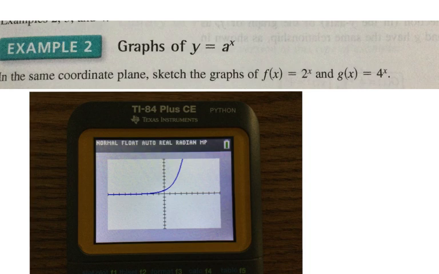Okay, so anyways, right there, I've graphed 2 to the x. Now next, let's also graph 4 to the x. So let's go y equals, down to y2. Y2 should be 4 to the x. When I graph mine, mine's in red. When I click the graph button, you can see the shape of the graph is very similar.